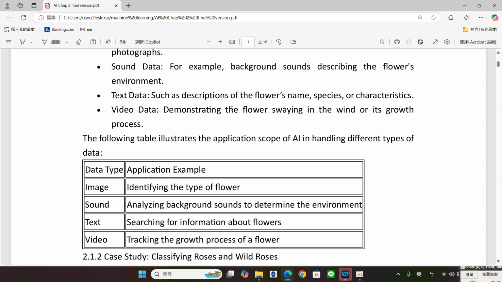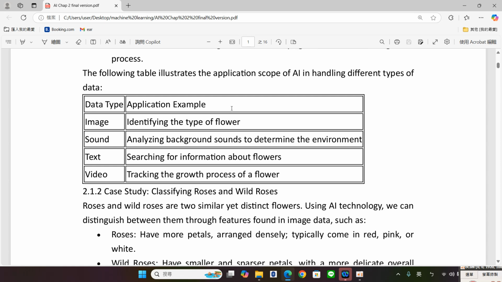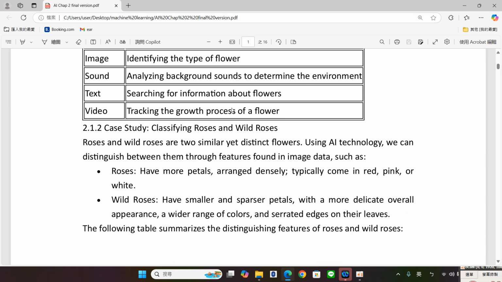The following table illustrates the application scope of AI handling different types of data. Here are the data types and application examples. For images, identifying the type of flower. For sound, analyzing background sound to determine the environment. For text, searching for information about flowers. For video, tracking the growth process of a flower.